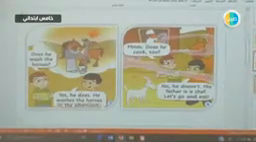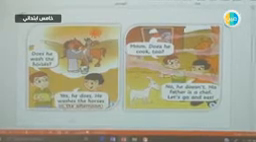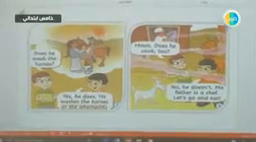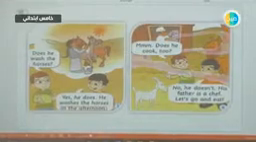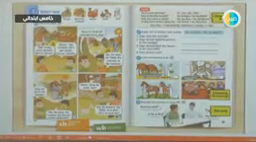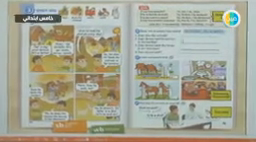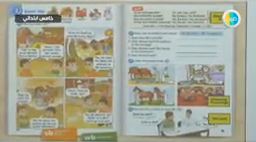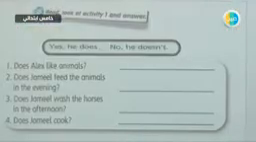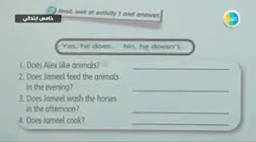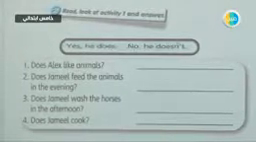You can see in the morning, and on the other picture you will find in the afternoon, okay? Now let's go to activity 2 here. Look at activity 2. We will listen again and then we will try to answer the questions here using yes or no. Yes, he does, or no, he doesn't.